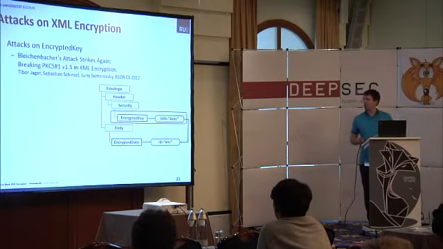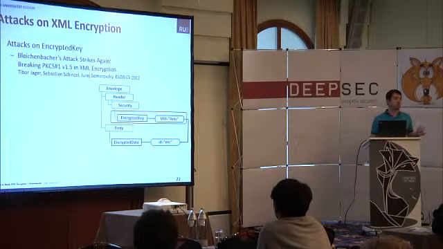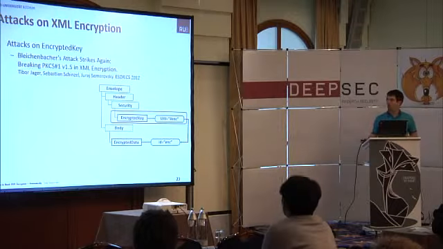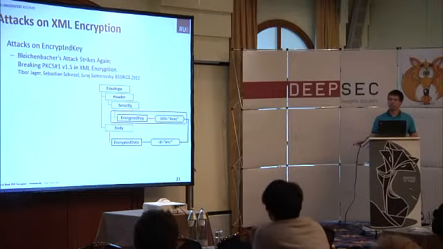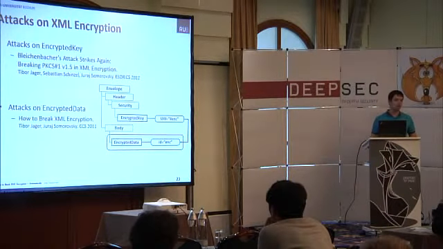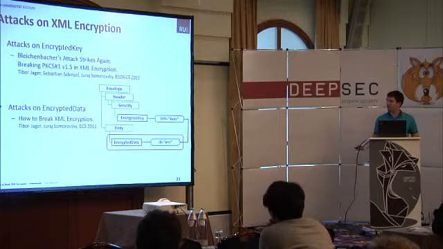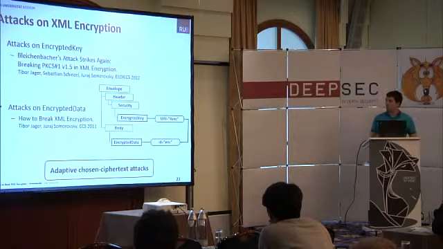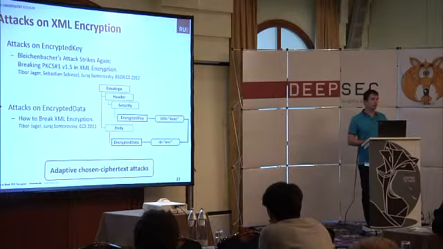The problem is, in 2012, we published attacks on XML encryption on the asymmetric part using so-called Bleichenbacher's attack. It was on this encrypted key. And then back in 2011, we published attacks on the symmetric part, and how to decrypt the data directly, which was symmetrically encrypted. And both of the attacks are adaptive chosen ciphertext attacks.